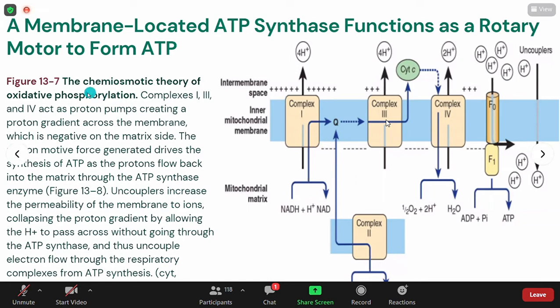What I was describing is the chemiosmotic theory of oxidative phosphorylation. Complex 1, complex 3, and complex 4 are proton pumps. They pump out the protons. They act as proton pumps. Now, once you have so many protons here, they go back. Okay? So that is how you get your ATP.